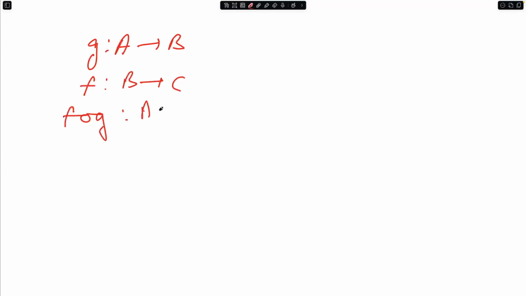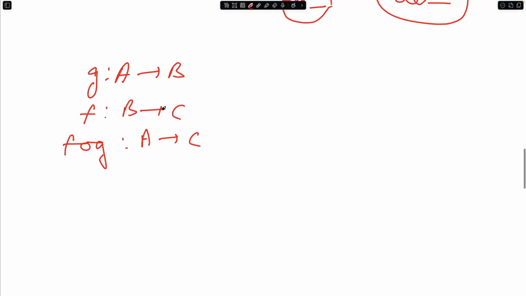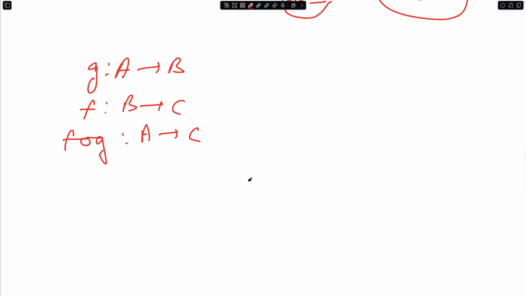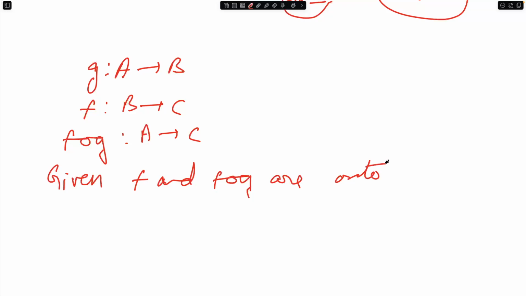I'm going to do it like this. So g is from A to B, f is from B to C, and fog is from A to C. We are given that f and fog are onto, that is, surjective.